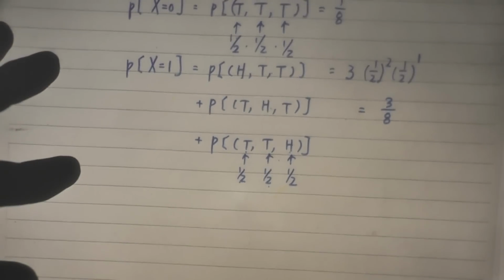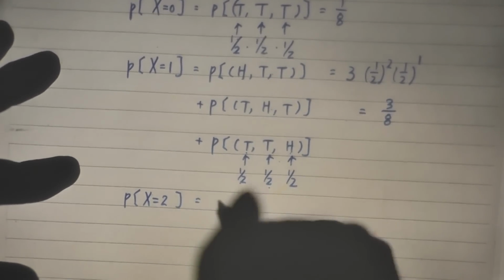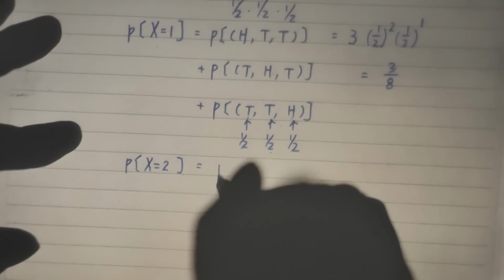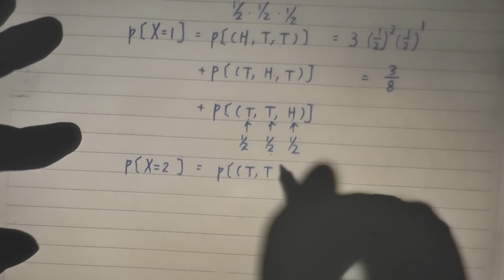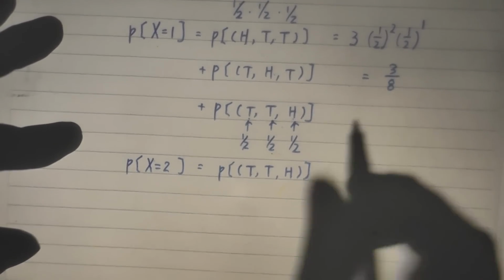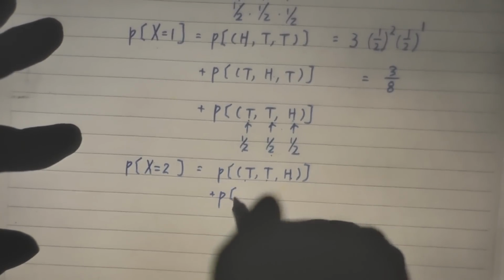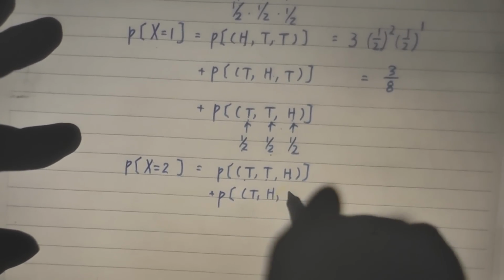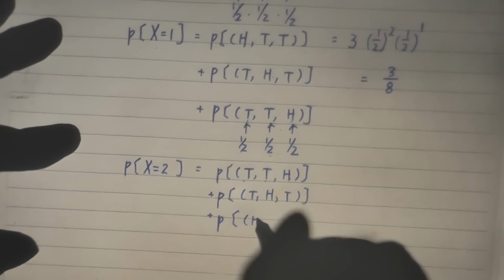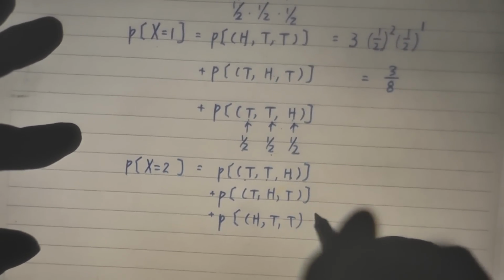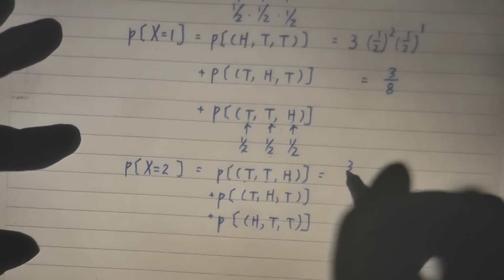Similarly, we can argue the probability of X equal to 2. Either we see a head on the last flip, which means the first 2 flips we see tail, or we see a head on the middle flip, or we see a head on the first flip, and the other 2 flips are tails. So by a similar argument, this is also 3/8.